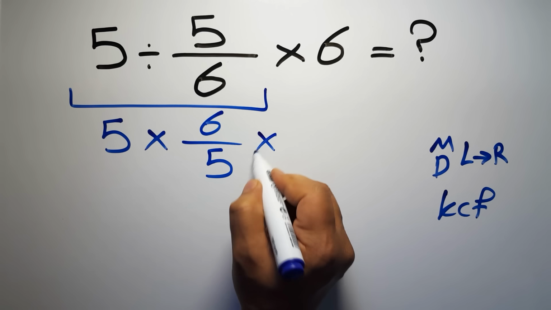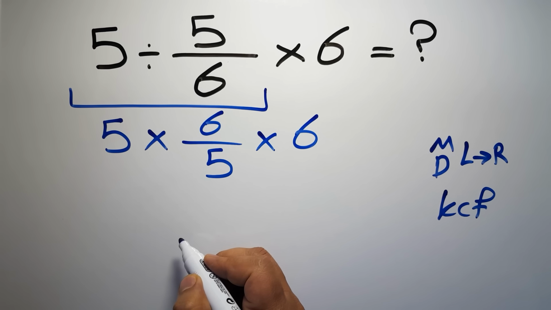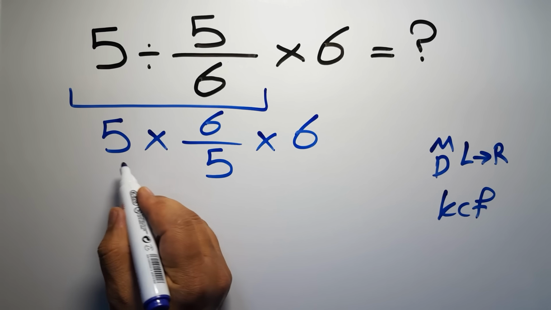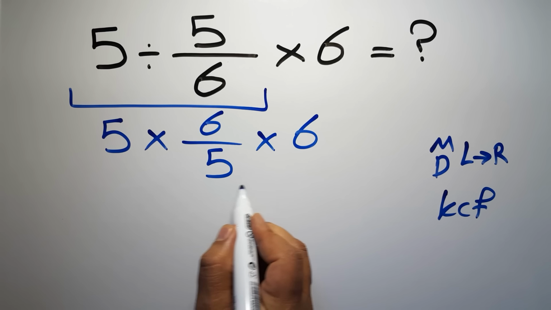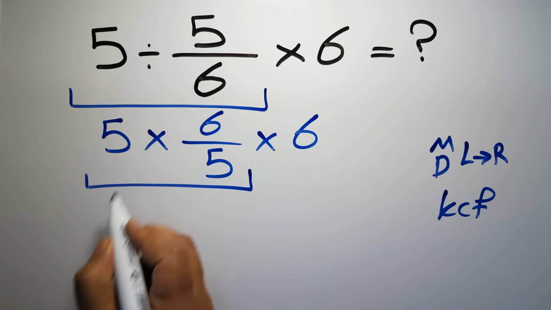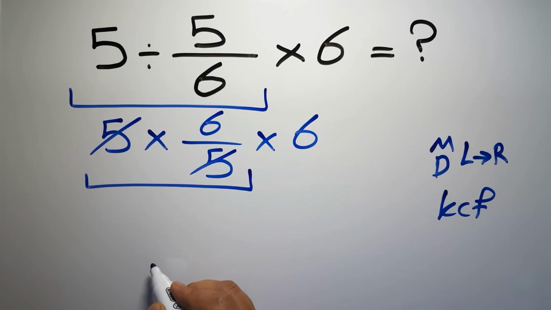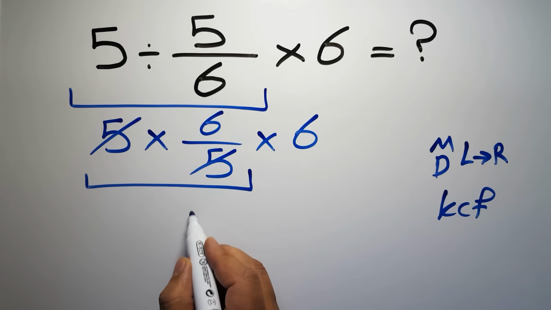And here we have times 6. Now, first we do this multiplication. 5 times 6 over 5. We can easily cancel this 5 and this 5. So here we have just 6.